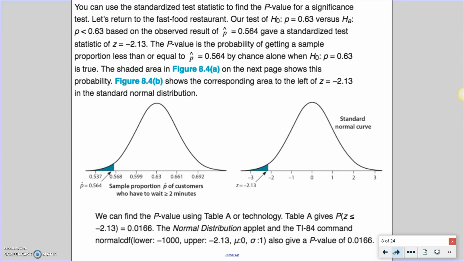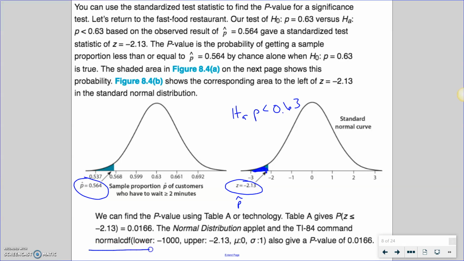So here's just a picture of how this works, right? Here's that p hat from before for the fast food restaurant. Now we've just changed it into a z-score. The whole idea is we're going to use that z-score to find the probability that we got that p hat or smaller, right? Because our alternative was we think that it's less than that 63%. So that's why we're going to the left of that z-score. What's the probability we got that data point of 56% or less purely by chance, okay?